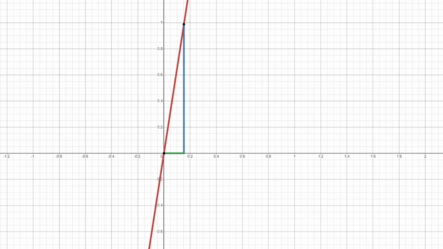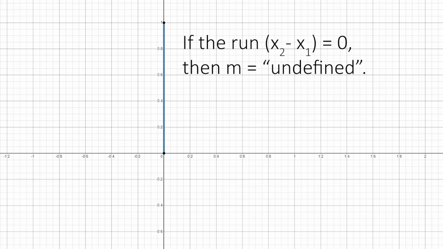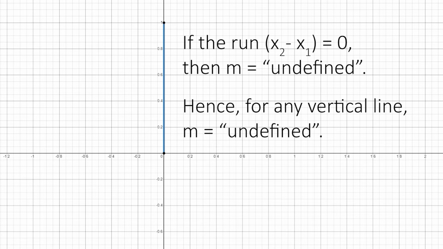When the difference of the x-coordinates of the 2 points is 0, in other words, when the run is 0, then the gradient of the line passing through the 2 points is undefined, or infinite. Here, we will see that the line passing through these points is a vertical line.